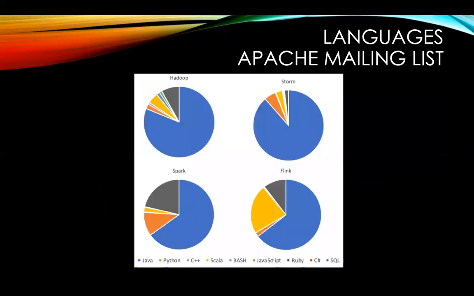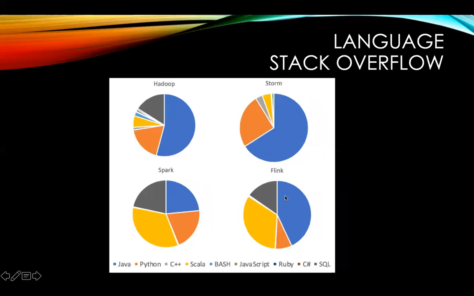And then finally, these are the languages, showing how often each language was mentioned for the 4 frameworks on the Apache mailing list. As you can see, Java is very dominant, but Python and SQL are also quite popular. And then on Stack Overflow, Java is less prominent, but still by far the most popular across the frameworks. We can see that on Spark and Flink, Scala is also quite popular. And then SQL is also popular on all except Storm.